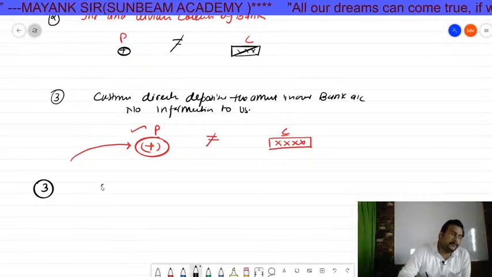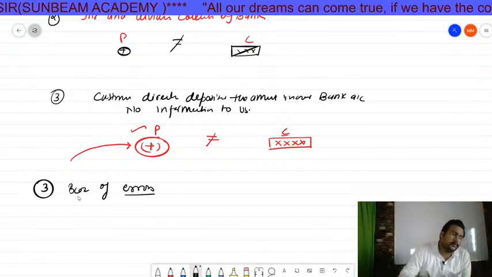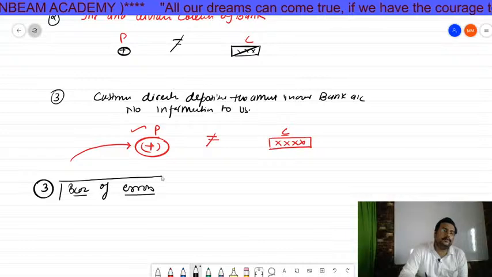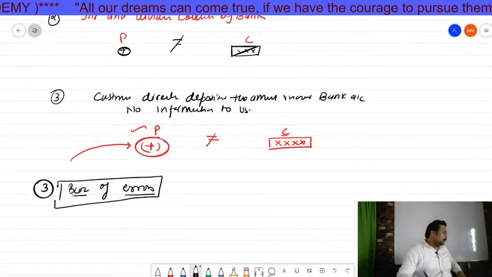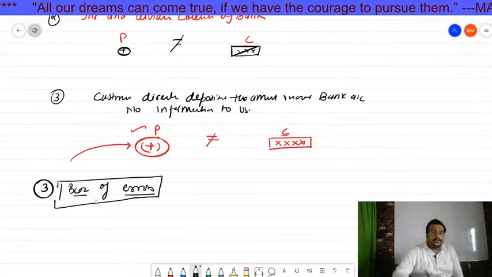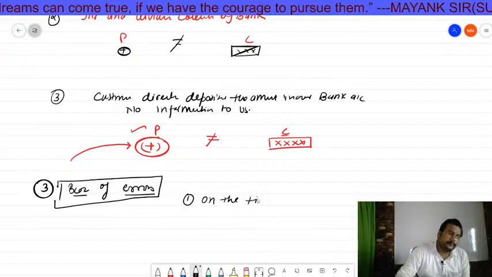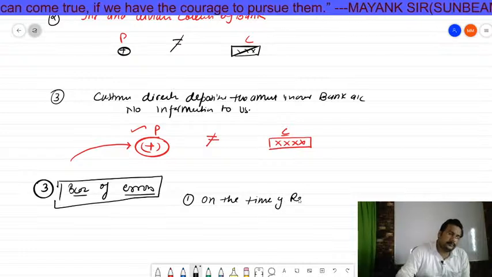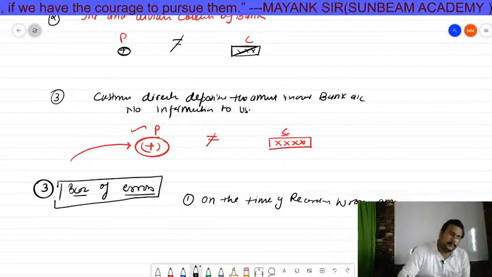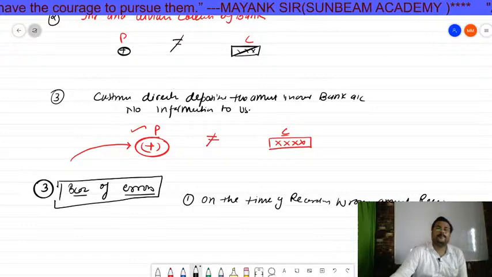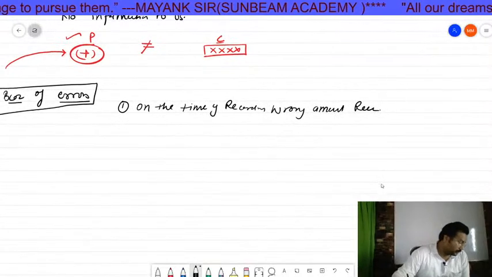And the third one is difference because of error. Because of error, how the differences are coming, child, that you have to see. See, sometimes what happened is that at the time of recording, the wrong amount is recorded. Sometimes at the time of recording, the wrong amount is recorded.